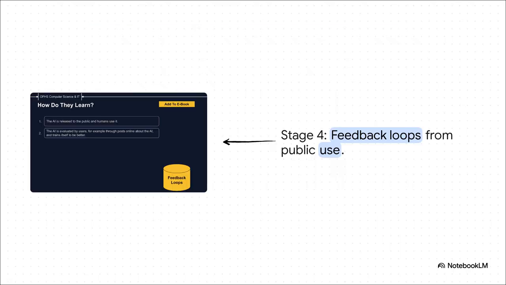Finally, we reach Stage 4, feedback loops. The AI is released to the public, and humans begin to use it in the real world. But the learning absolutely does not stop there. The AI continuously evaluates user interactions, analyzes external posts about its performance, and checks user ratings. It takes all of this messy, real-world interaction and feeds it right back into its own system to become even more accurate and capable over time.